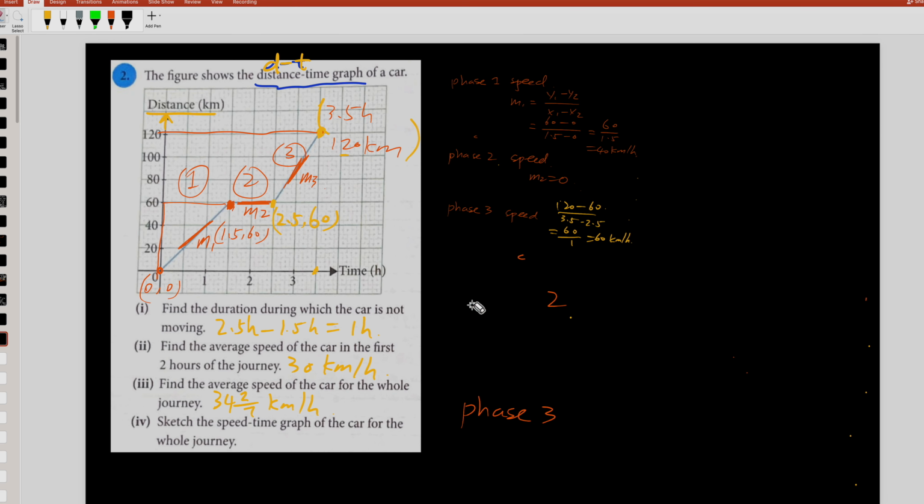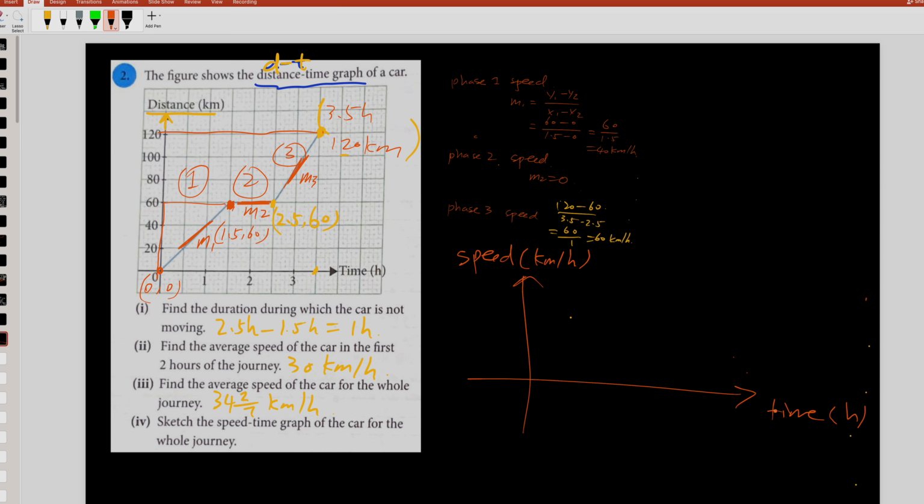So I just put the numbers here first because I need them. I use your ruler. So this is speed-time, so this is the speed. What's the unit for speed? Kilometers per hour. Time, what's the unit? Hours. So phase one speed is 40, so straight away go to 40. So 40 until 1.5 hours, can you see? The timeline will be the same: 1, 2, 3, and then 3.5. So it will reach 40 until 1.5. So this is your phase 1.